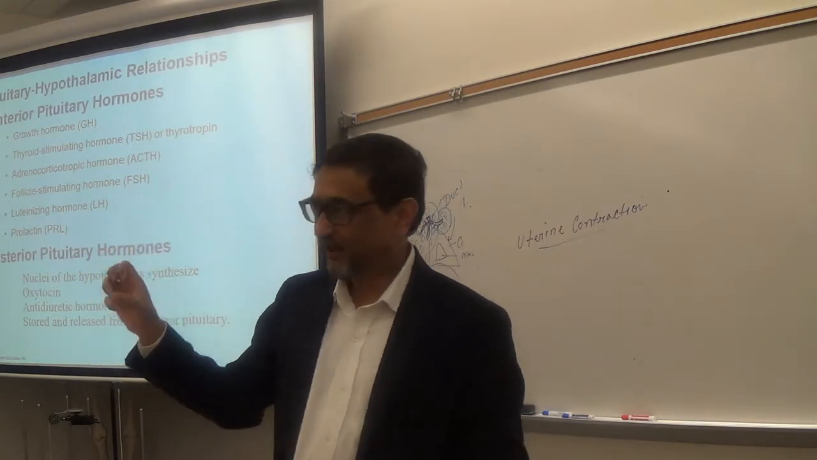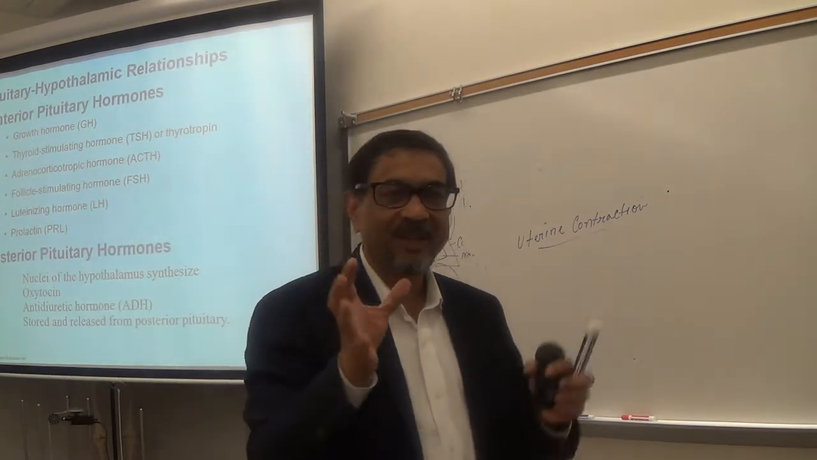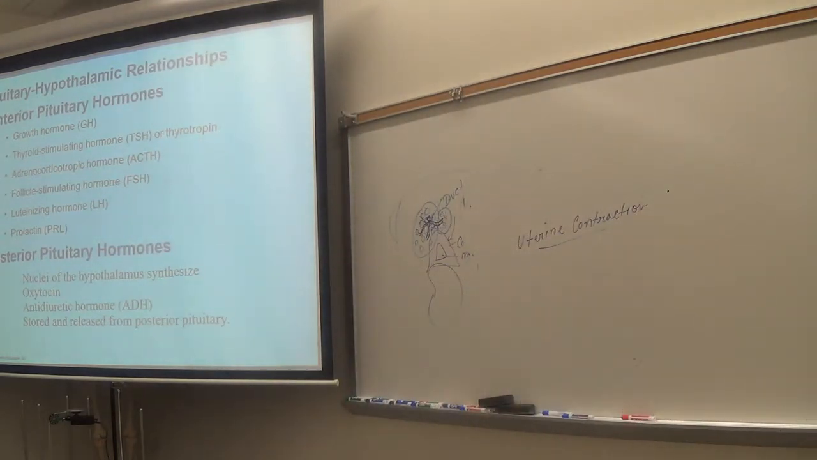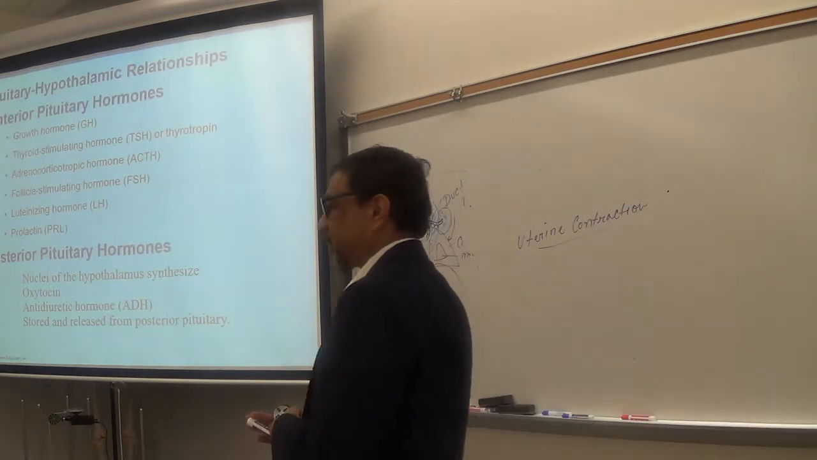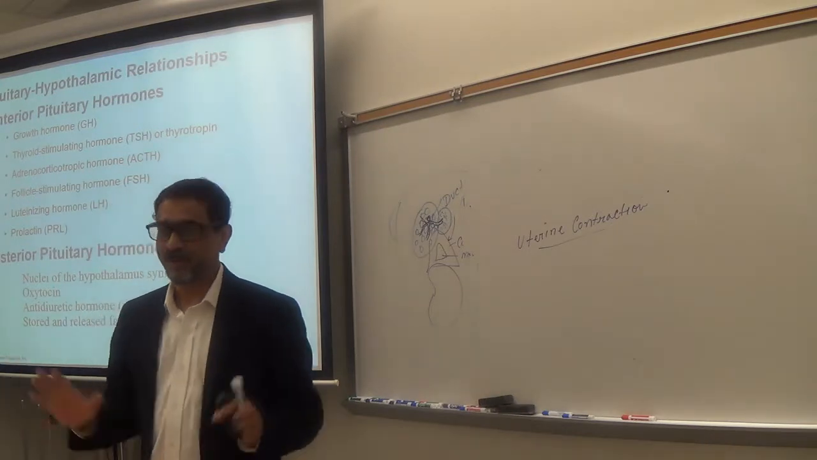When do you need that? During birth, during childbirth, right? Uterine contraction is needed. It happens, you know that. So oxytocin is released and causes contraction of the uterus to help in childbirth. Make sense?